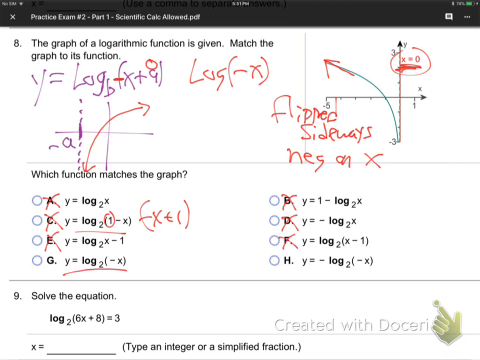G looks good. Negative on x. H, he's got a negative on x, but he's also got a negative in the front, which would make the graph go down instead of up. So that's not right. So it is G, the only one that has a negative on x, and the asymptote, it's plus 0 in there for the vertical asymptote.